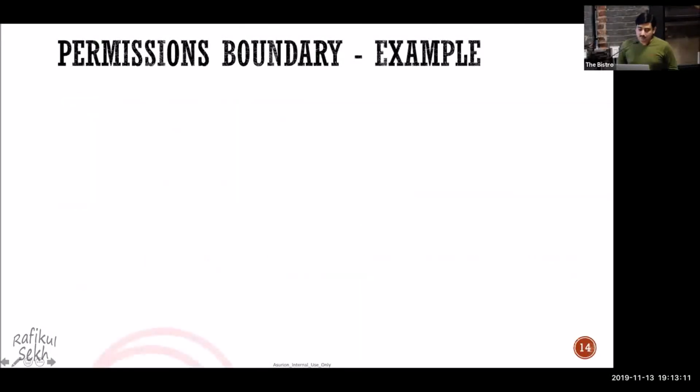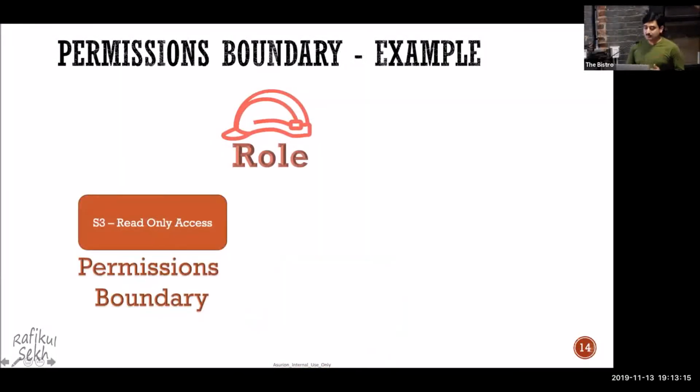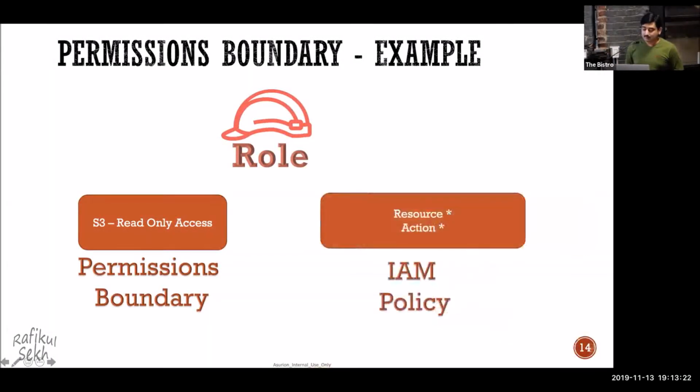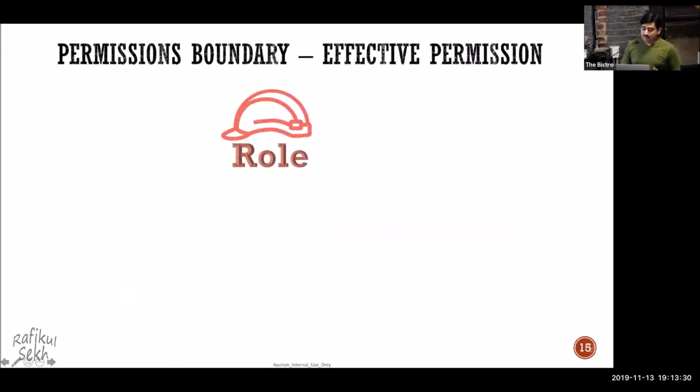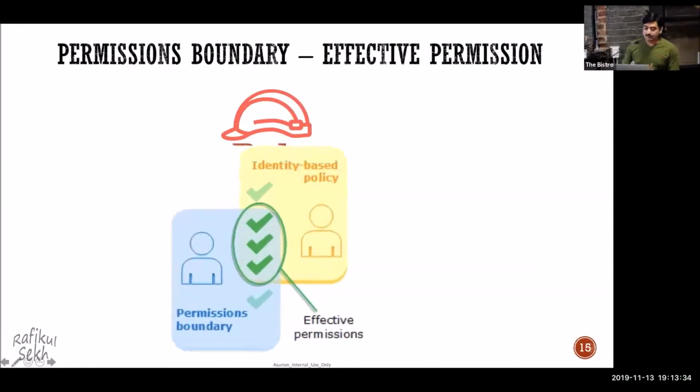Now let's see this particular role where we have attached a permission boundary policy, which is a customer managed policy where we have just S3 read-only access. And I have also attached another IAM policy as a permission where I have given admin permission. But this user will not get the admin permission. We'll get whatever is in the intersection of the permission boundary and the identity-based policy.